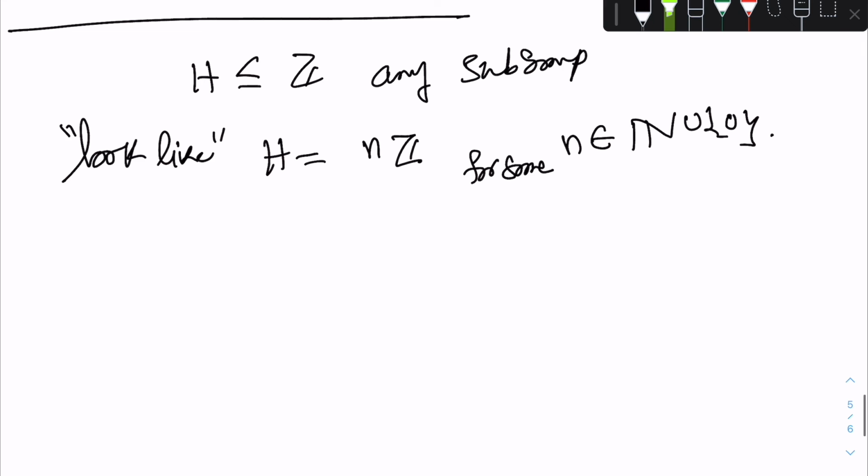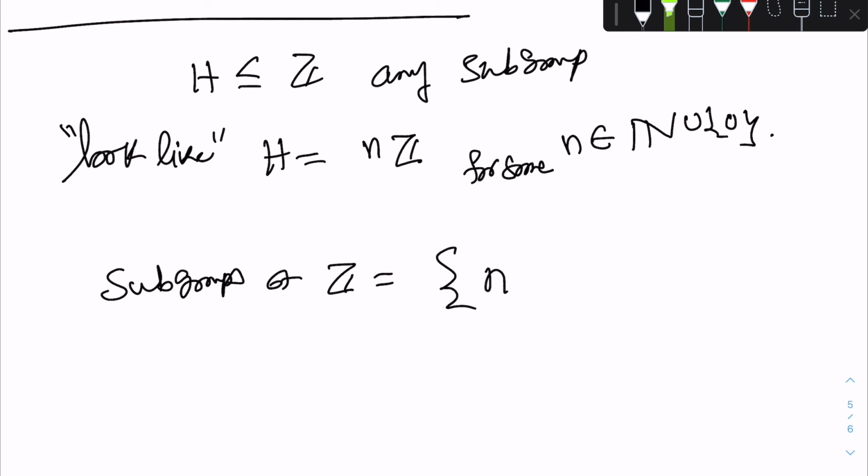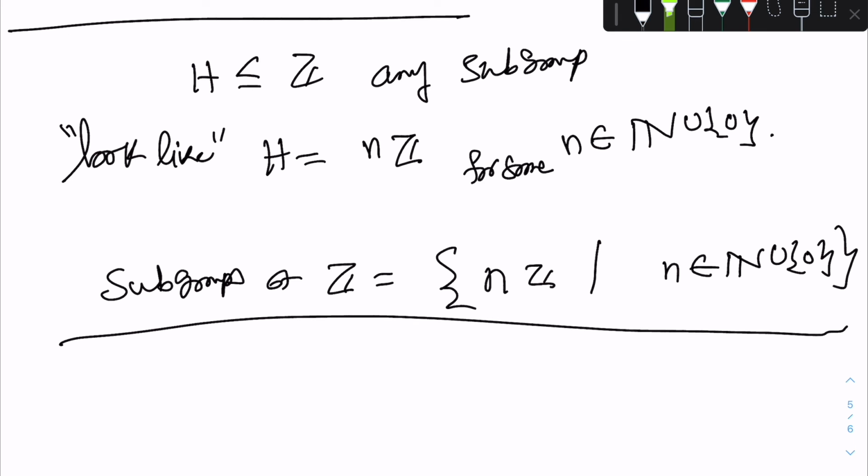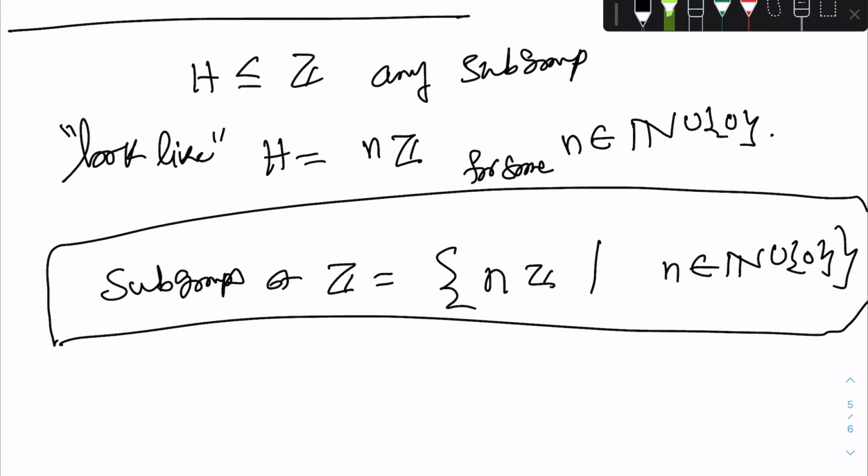Finally, the subgroups of Z are exactly nZ such that n belongs to the natural numbers union 0. The union with 0 is very important. This is how we classify the subgroups of Z. We will continue this and understand the quotient groups and name them. Let's see. Thank you.